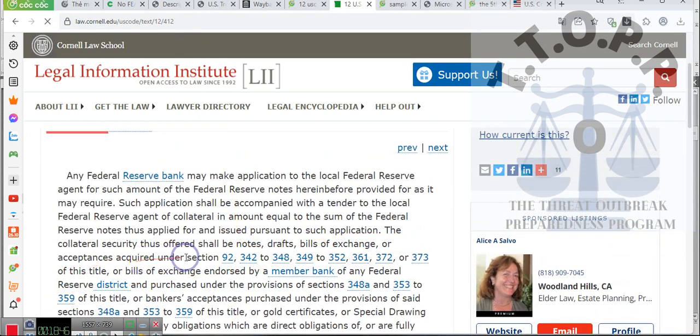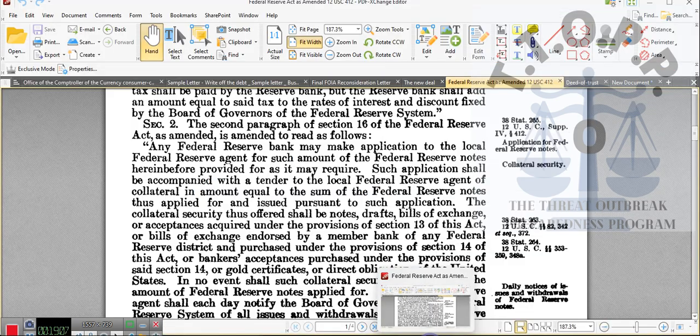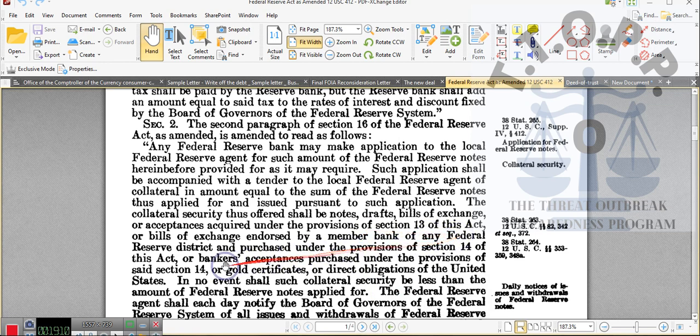Bills of exchange or acceptances acquired under Section 92, 342, 348, 349, 352, 361, 372, or 373 of this title, or bills of exchange endorsed by a member bank of any Federal Reserve District are purchased under the provisions of 348A, 353, 359. Let's go back to the Act. Do you see any of that 359, 348 junk here? So pay attention, ladies and gentlemen. That's why the code is not law.